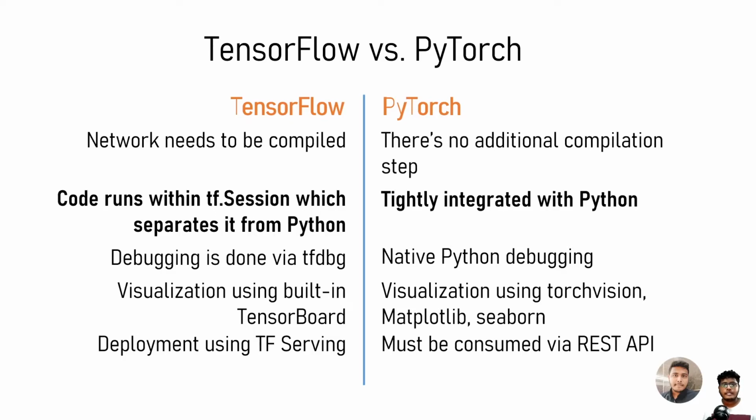Now even for training, you can't train directly in TensorFlow. You have to train inside tf.Session. So you need to create a variable of tf.Session, and within that session you can train your neural networks. What tf.Session does is create another session and separate it from the default Python session which is available. In PyTorch, as it's tightly integrated with Python, you don't have to do anything like that. You can directly train your neural networks.